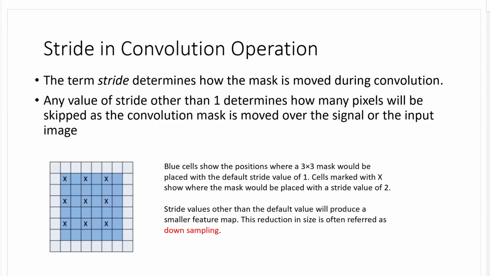If you want to use something different for the stride value, for example a value of 2, then the mask will not be placed in all the blue cells, but it will skip one blue cell in between. All the cells marked with X's show where the mask will be placed. Obviously, when you are using a stride value of 2, you are calculating the convolution result at fewer locations. So what the stride does is reduce the size of the convolution feature map that you get out of the convolution operation. This reduction in size is often termed downsampling. You will hear people saying we are downsampling the image by using a stride of 2 or 4 or whatever number they want to use. So that's the meaning of downsampling.